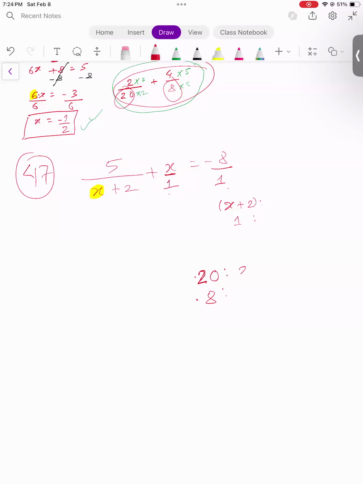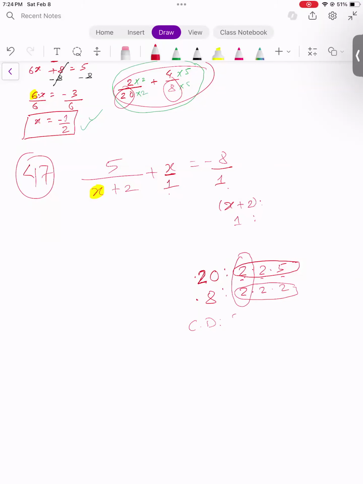20 would be 2 times 2 times 5, right? So 2 times 2, 4, times 5 is 20. In a similar way, we write 8 in factor form using prime numbers. So this is 2 times 2 times 2. So the common denominator would be, out of these, we have this as the factors of 20 and this as the factors of 8. So we look for the common factors. In these two, we have these two as common factors.